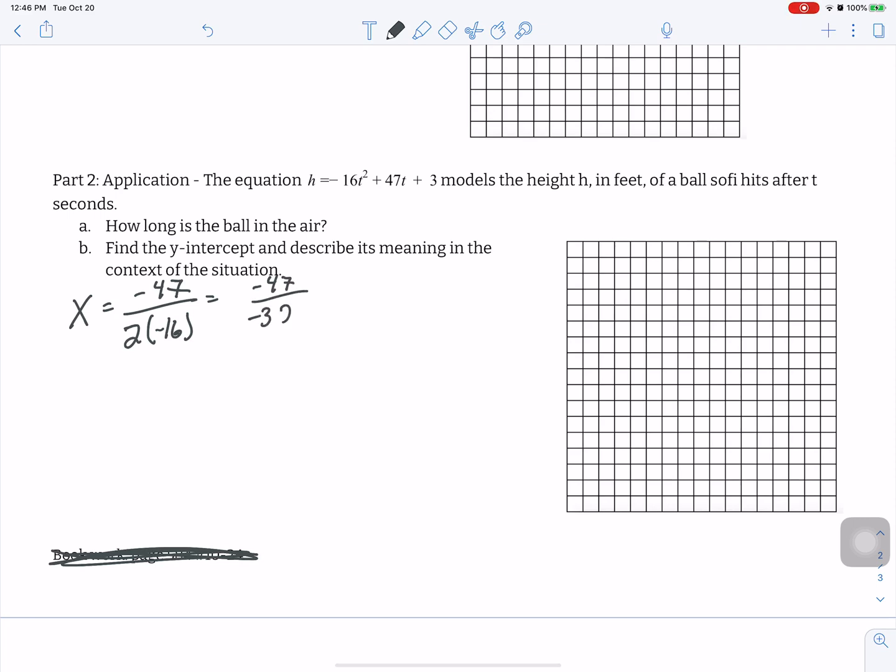Divided by negative 32. And this tells me 1.4 seconds. So that's going to tell me that halfway point. I'm not going to necessarily worry about that particular piece because it's really not asking me to do tons with that. It gives me a little bit of an idea.